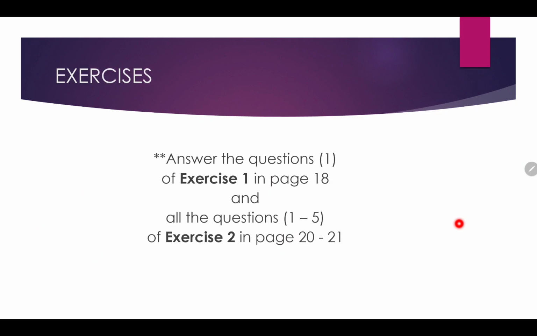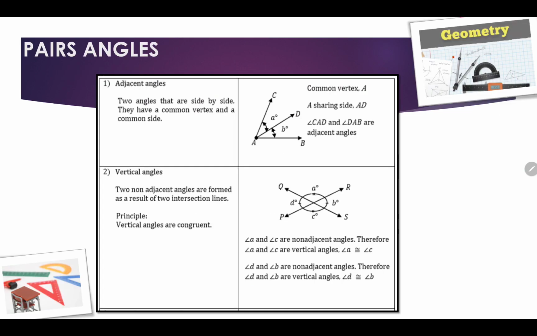Okay, next we proceed with the next subtopic, which is pairs of angles. Here we have three types of pairs of angles. The first one is adjacent angles. What is the meaning of adjacent angles? It is about two angles that are side by side, that have a common vertex and a common side.